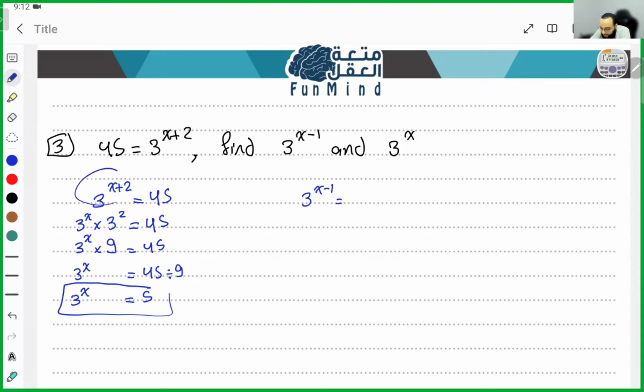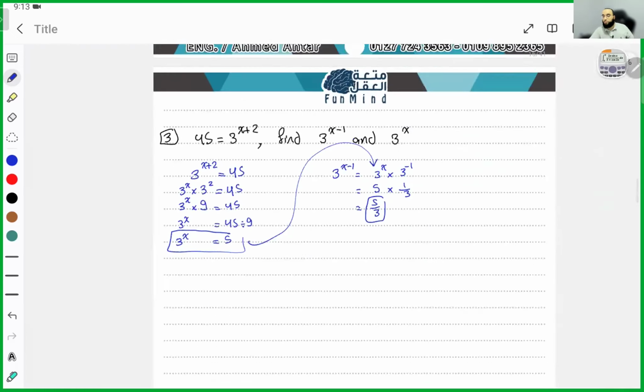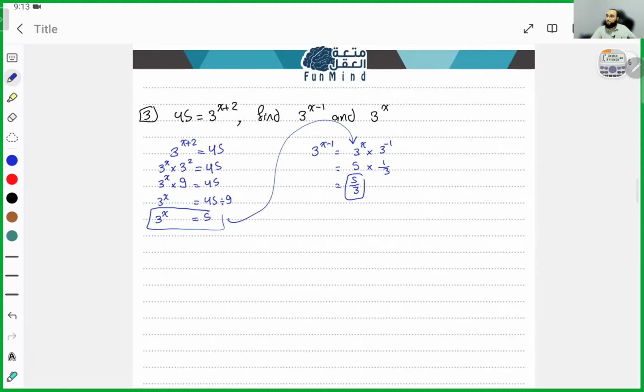It's like this. If it is 3 power of x plus 2, I write it 3 power of x times 3 power of 2. So this one you can write as 3 power of x times 3 power of negative 1. 3 power of x equals 5, times 3 power of negative 1, which is 1 over 3. Then it's 5 over 3. That's it. Any problem? No.